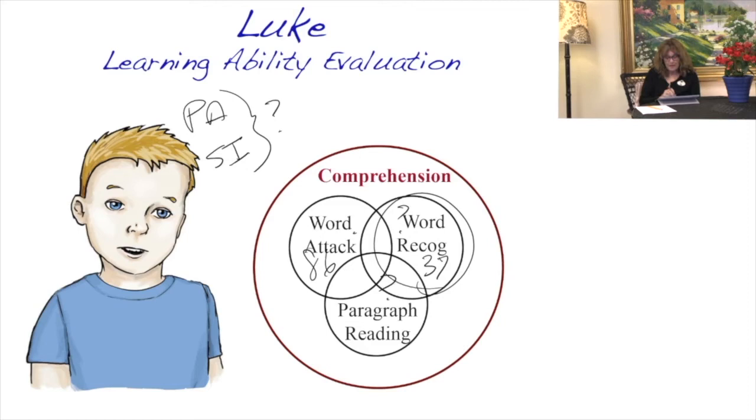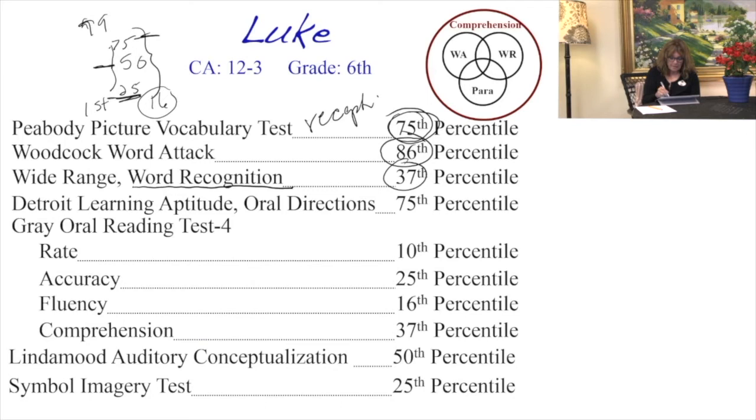So if we go back and look at his profile, his ability to follow oral directions is high, so therefore his comprehension is likely to be high. That's an oral language comprehension test. Once he could decode, this test is a paragraph reading test. So now we're looking at this circle up here. His reading rate is the 10th percentile, his accuracy is the 25th percentile, and his fluency is the 16th percentile, but his comprehension is the 37th.